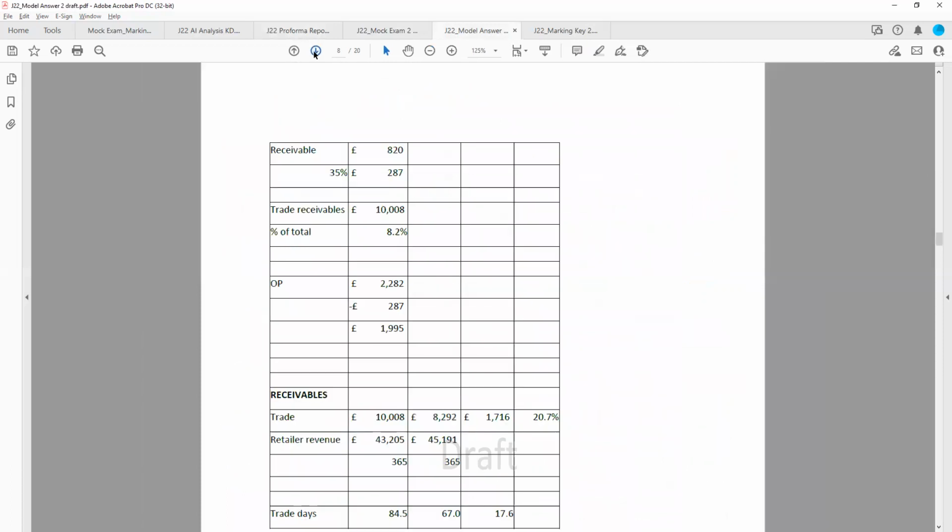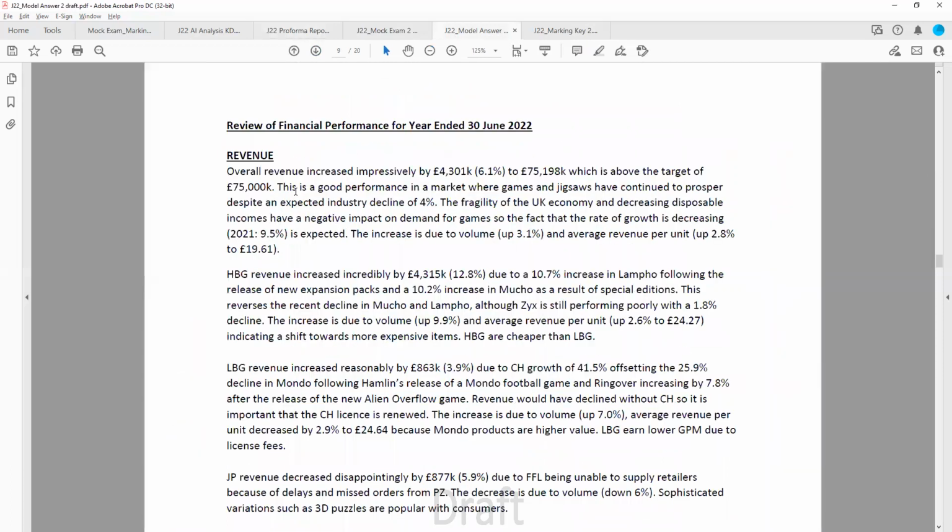So I'd definitely type that bit up in the answer first of all, and clearly it was above the target. This is a good performance. It definitely is a good performance. Revenue's gone up by 6.1%. But remember, the games and jigsaws market or subcategory has continued to do well despite the expected industry decline. Again, there's that context point about the economy, and then just picking up it's due to volume and average price. We can't say it's due to an increase in all product groups because jigsaws, of course, went down.